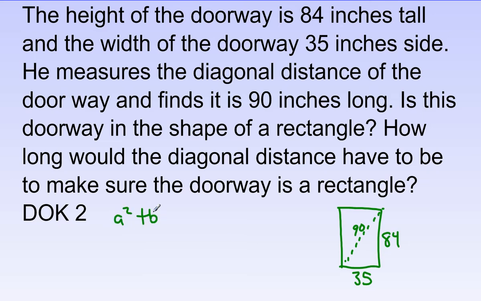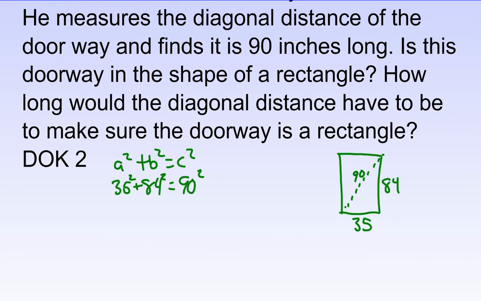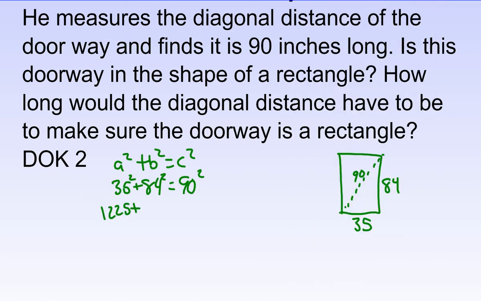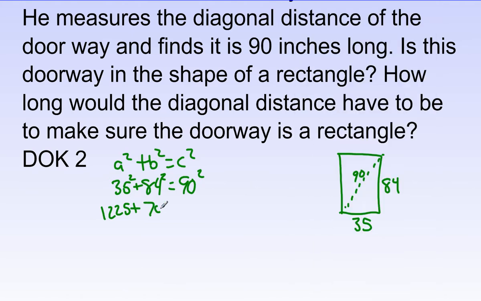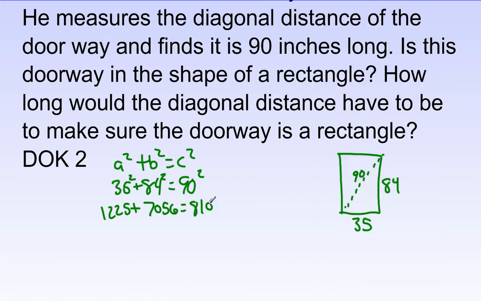A squared plus B squared equals C squared. And you've got your 90 goes here, your 84, your 35 squared, just substituting, plugging in the values from the picture into the problem. Mr. Calculator is going to come in handy. We've got 35 squared, 1225, 84 squared, 7056, 90 squared is going to be 8100. If I add these together, hopefully we get this.